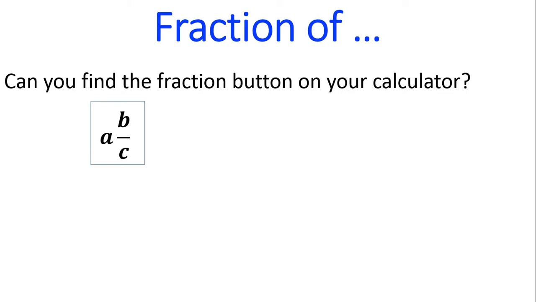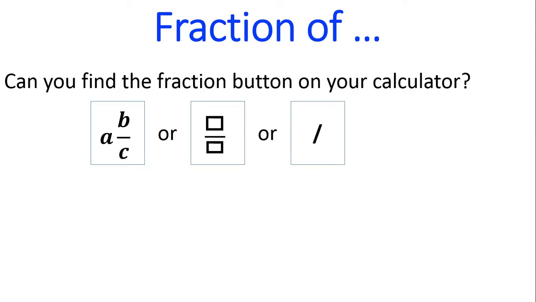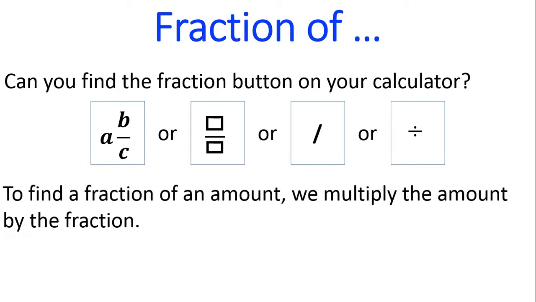If you've got an older Casio FX82, then you might find a button with this A b over c fraction button. Or if you've got a newer FX82 calculator, you'll have a button that looks like a fraction with two boxes. Or if you've just got a straightforward calculator, you'll either have a slash button, like the computer's ones do, or you might have the divided by button. All of those things are going to work equally well on this. We just need to find which one you've got.